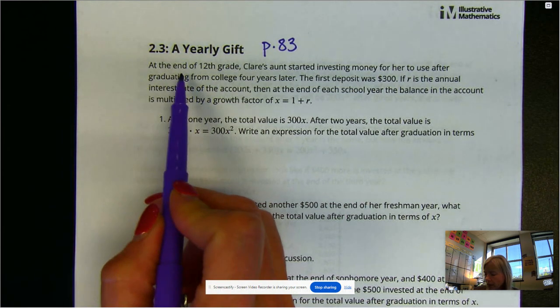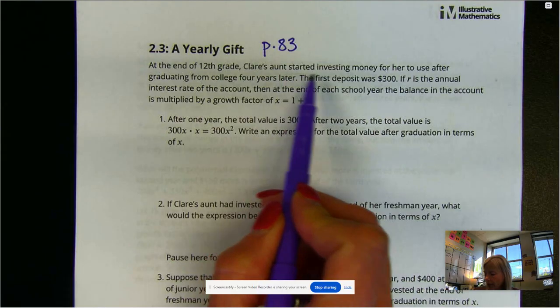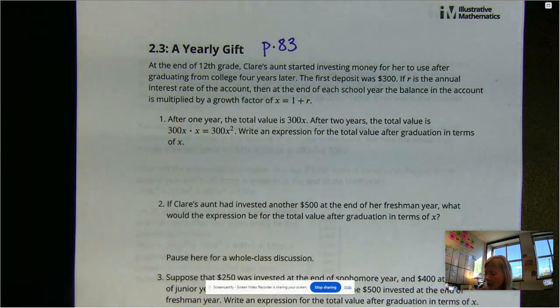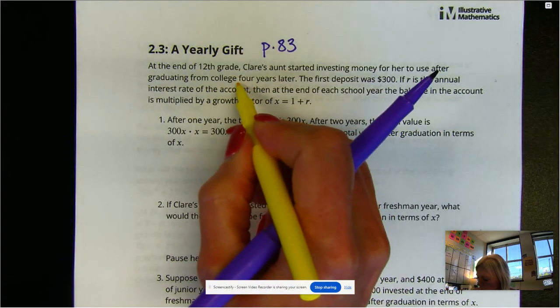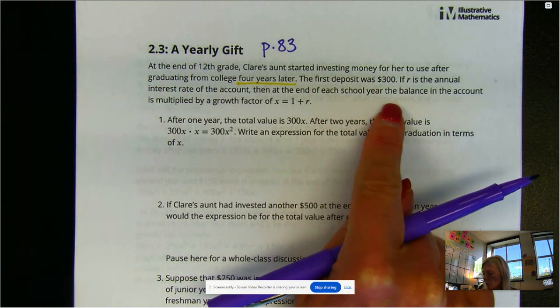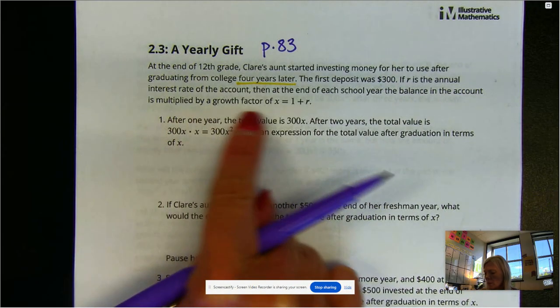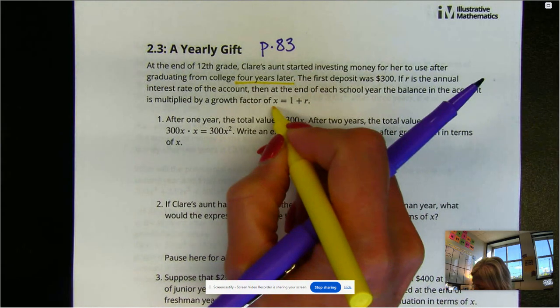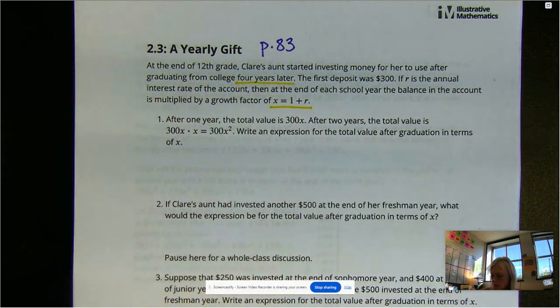So it says at the end of 12th grade, Claire's aunt started investing money for her to use after graduating from college 4 years later. So we're going to assume that Claire only spends 4 years in college. The first deposit was $300. If R is the annual interest rate of the account, then at the end of each school year, the balance in the account is multiplied by some growth factor of X, so that X is equal to 1 plus R.